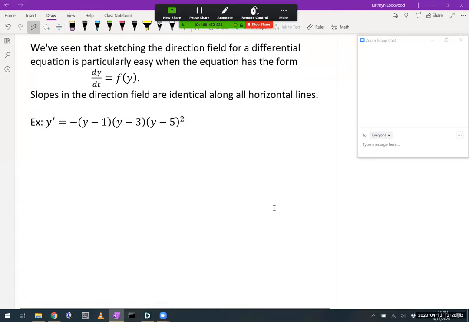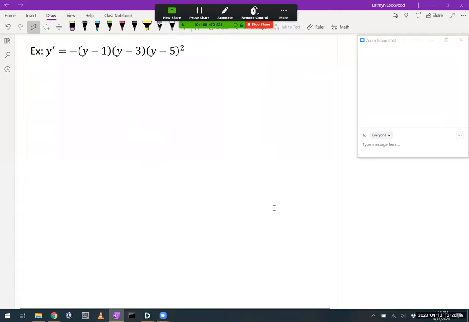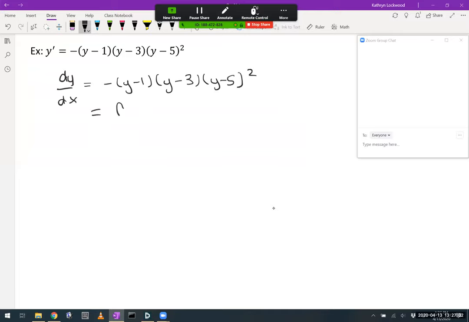Let's take a look at an example of such a differential equation and go through finding its slope field. So we've got dy/dx equal to a function defined completely in terms of y here. There are no x's on the right-hand side. When we go to sketch the direction field, we start off by identifying the equilibria. What are the zeros here? When is dy/dx equal to 0? What values of y? Good, at 1, 3, and 5. Those are going to be our equilibrium points.